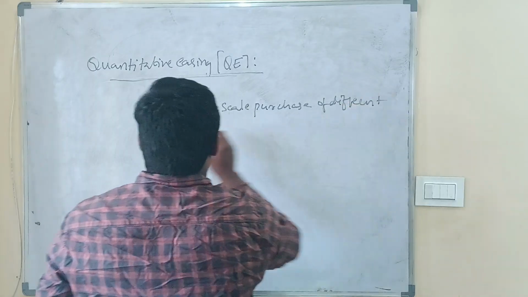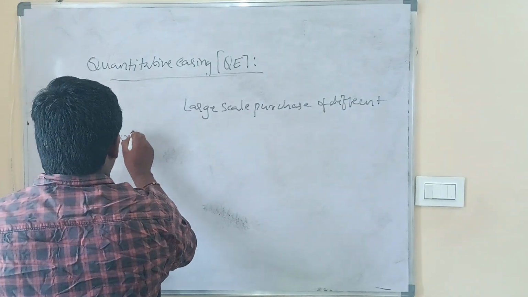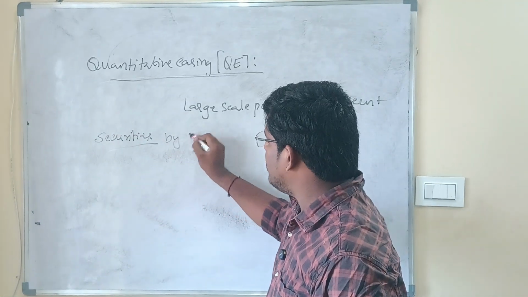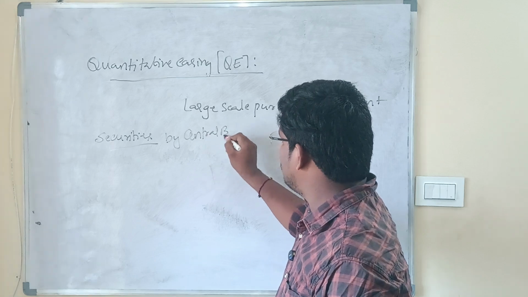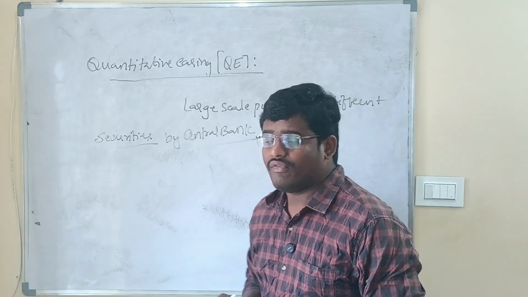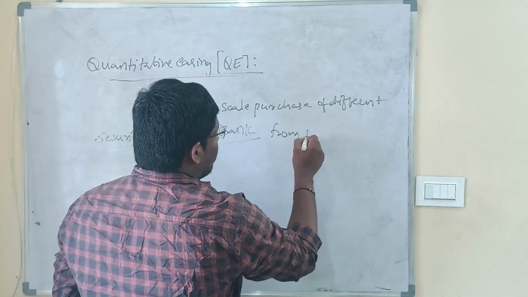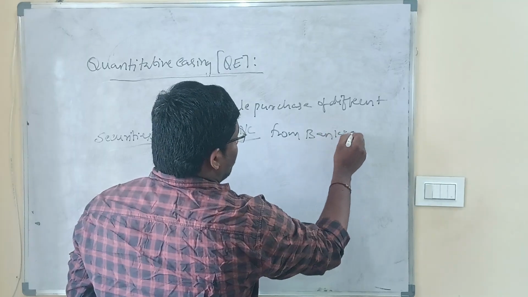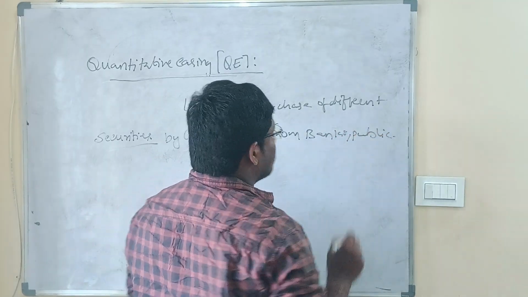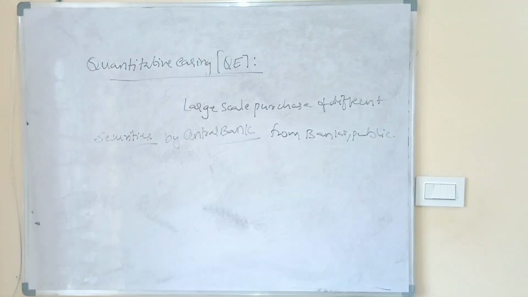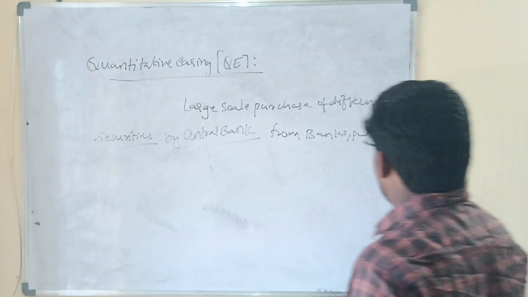different securities. Large scale purchase of different securities by whom? By the central bank. Large scale purchase of different securities by the central bank from banks and the public. That is what exactly we mean by quantitative easing. Quantitative easing simply refers to the large scale purchase of government securities by the central bank from banks and public.